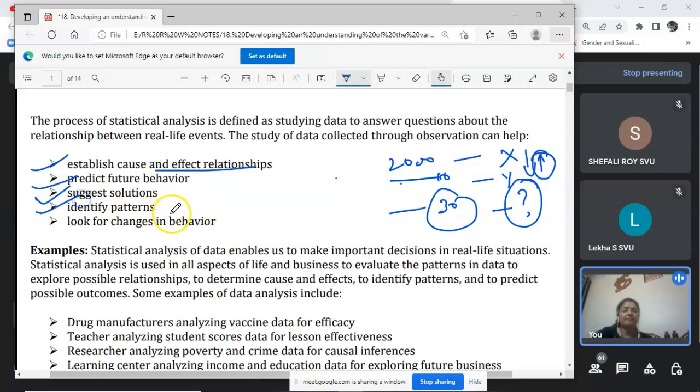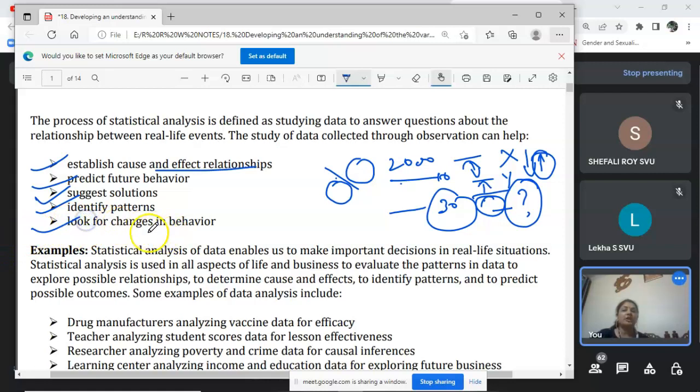Then identify patterns. Between these years it was high, then it was a bit lower. During the corona period, what was the actual rate of population growth? We identify patterns. In which state, what is the rate? In which state, what is the education rate? All the states have different education rates, so we observe the behavior and pattern also.